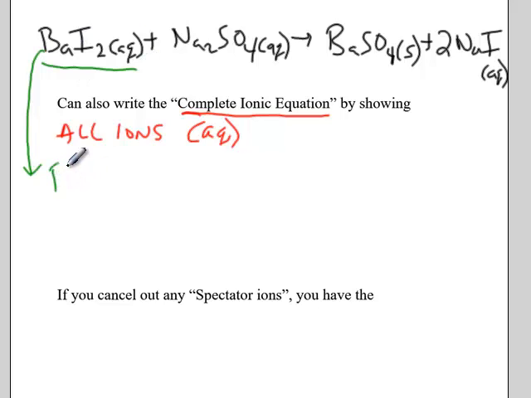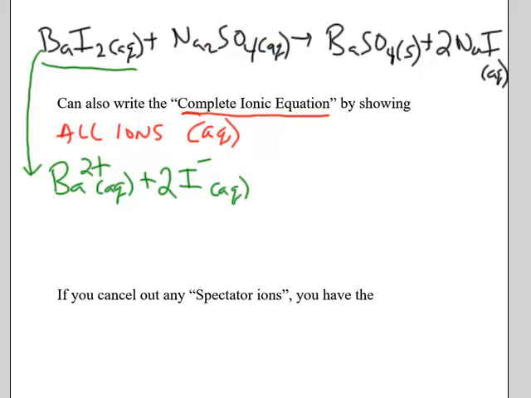Instead, how it actually exists is the barium cation is dissolved in the water, and the iodide anion is dissolved in the water. But look back at the formula. Barium iodide has one barium and two iodides. So when this dissociates, this subscript 2 becomes a coefficient that tells us how many iodides we actually have.